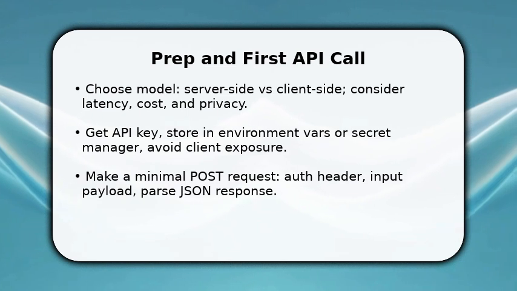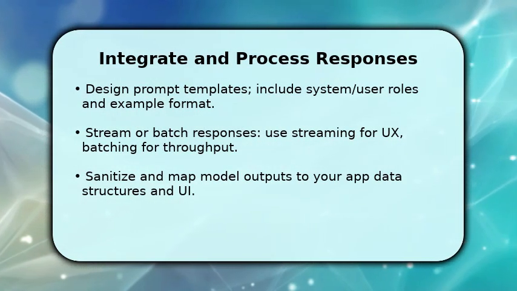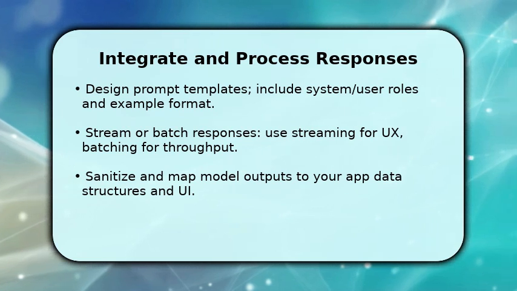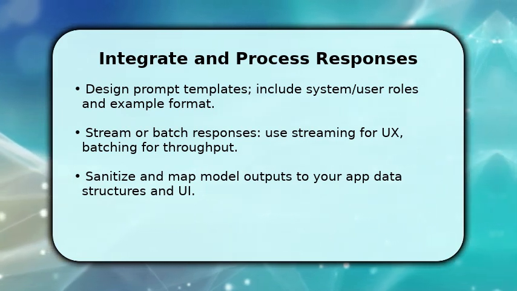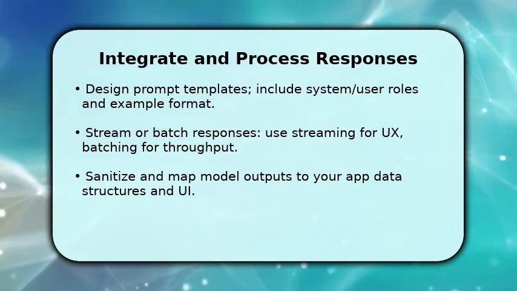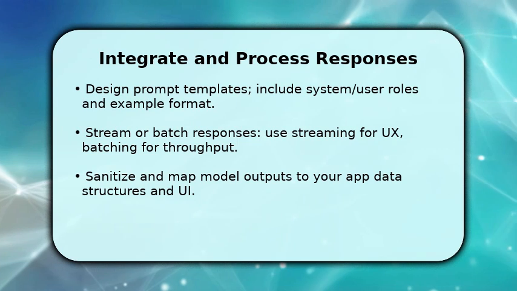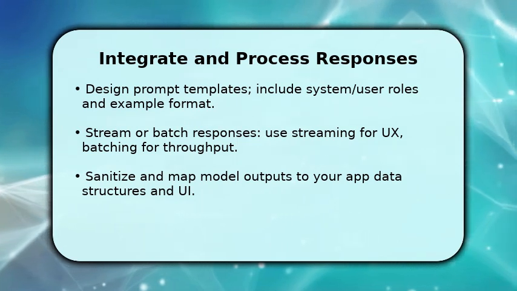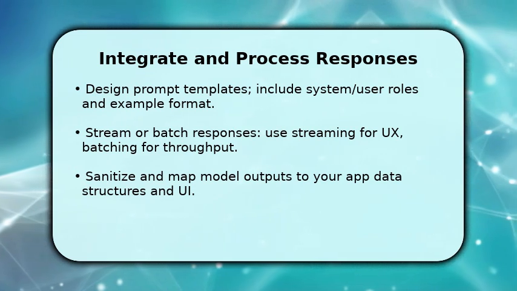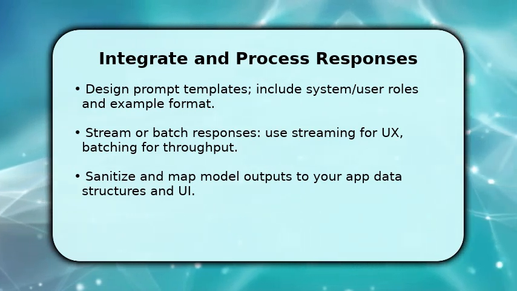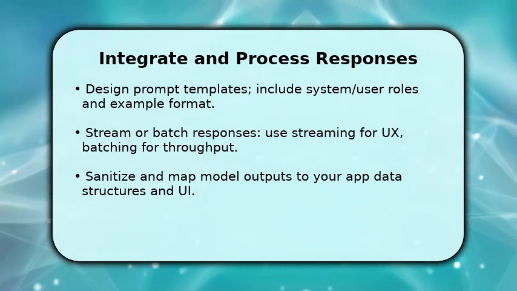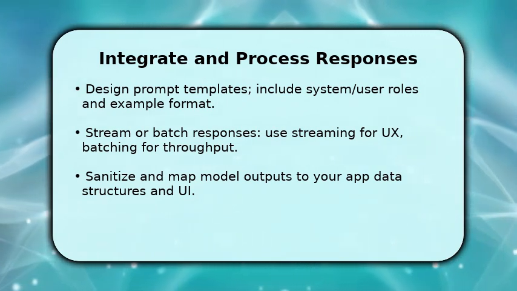Now integrate outputs into your app flow. Create prompt templates that include role context and explicit format instructions so the model replies predictably. Then choose response handling. Use streaming when you want progressive UI updates and lower perceived latency, or batch calls for cost-efficient bulk processing. Make sure to validate and sanitize model content, map returned fields to your domain objects, and implement fallback parsing for partial JSON or unexpected tokens.